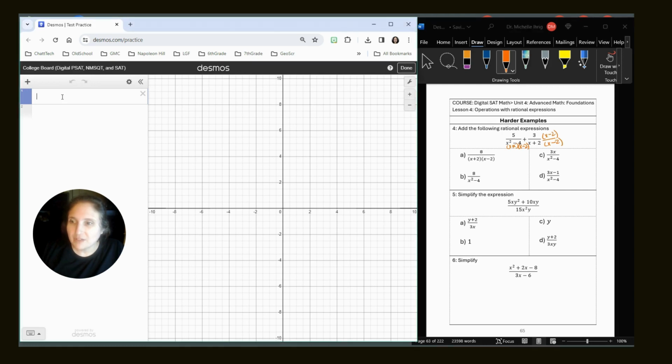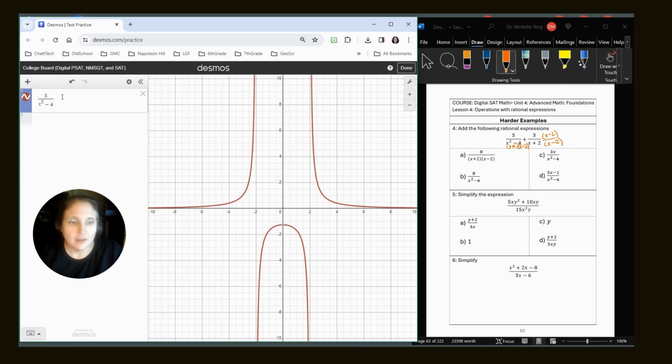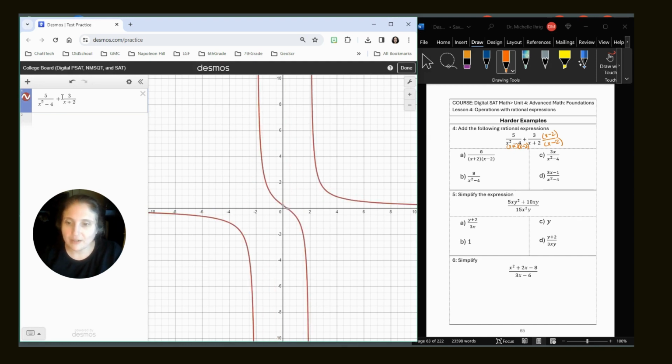All right, we're going to first put the divide symbol. 5 is in the numerator. X squared minus 4 is in the denominator. Use the arrow key to do plus. Divide symbol again. Remember, I like to type the divide symbol before I type in the numerator. And look at that graph. It's gorgeous. Who knows how to read it or what it's called?